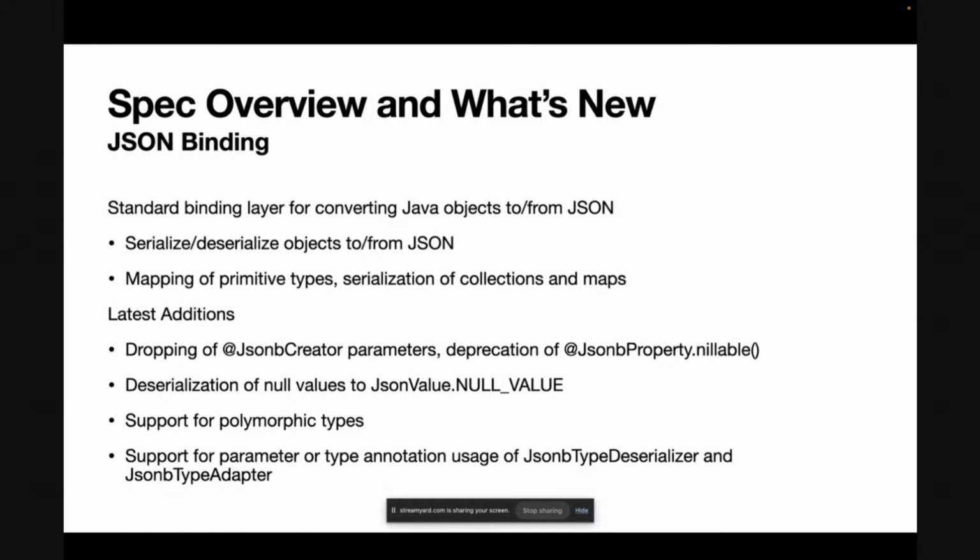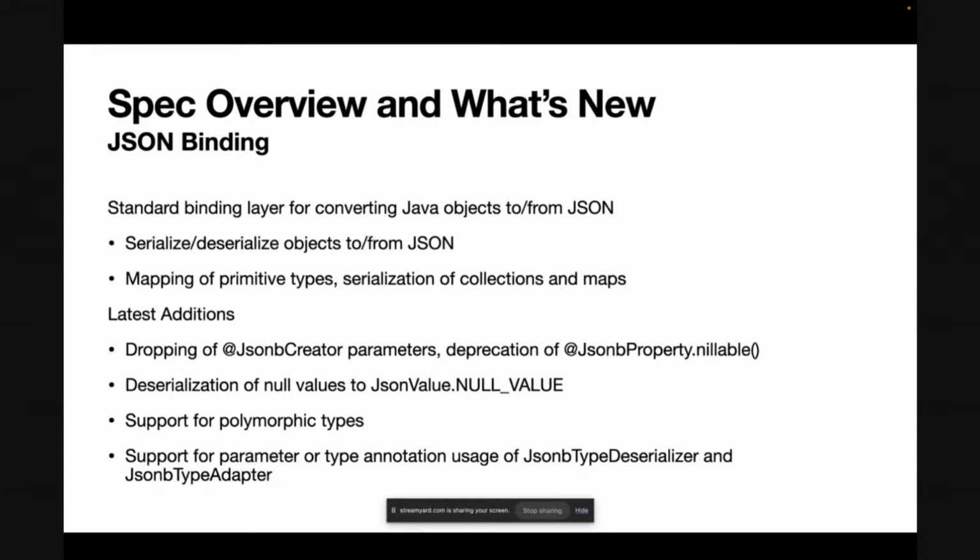Just if you can recall, if you're not familiar with JSON binding, it's just a standardized binding layer to get Java objects to and from JSON. And it now allows you to serialize and deserialize objects to and from maps, primitive types. It makes it very easy to get your Java code and lists and things into JSON without doing any hard coding. It's really just an API that works quite simply. There's been some new additions here.